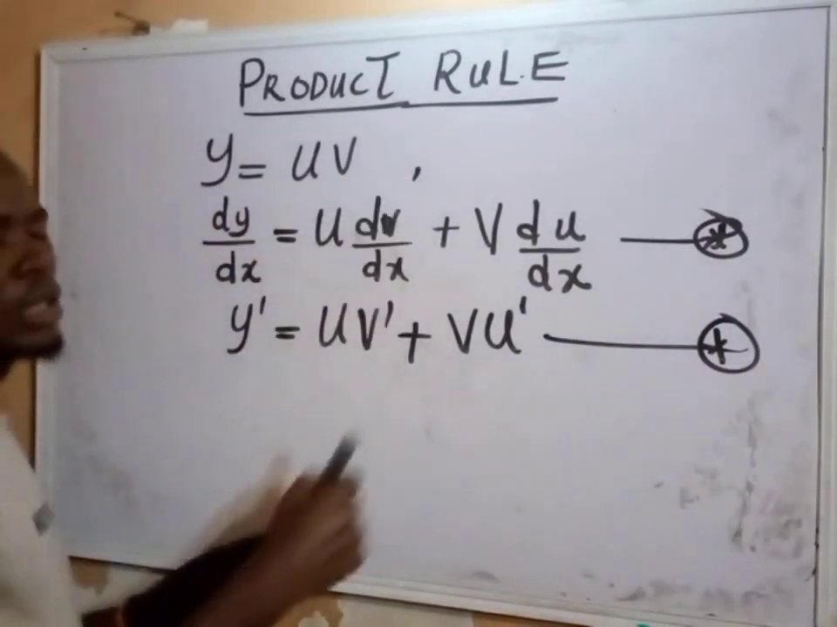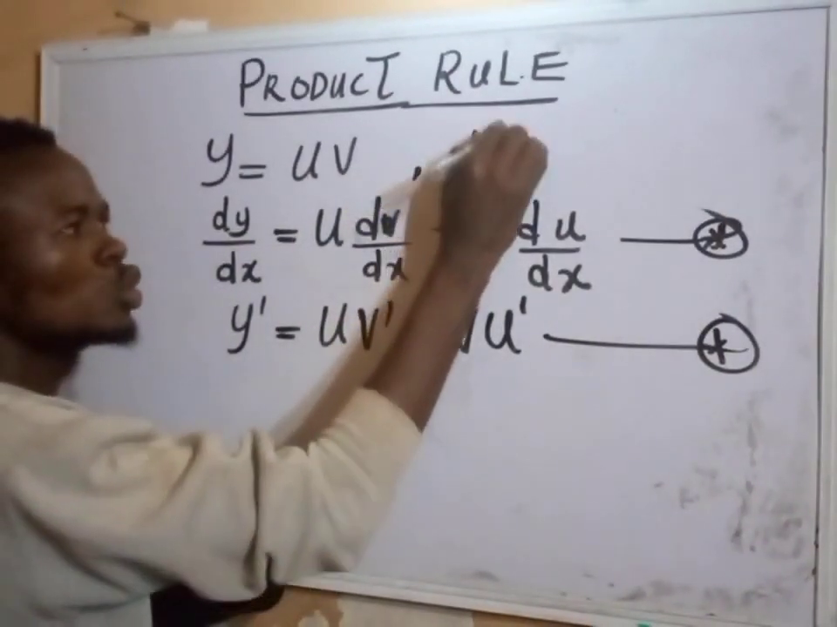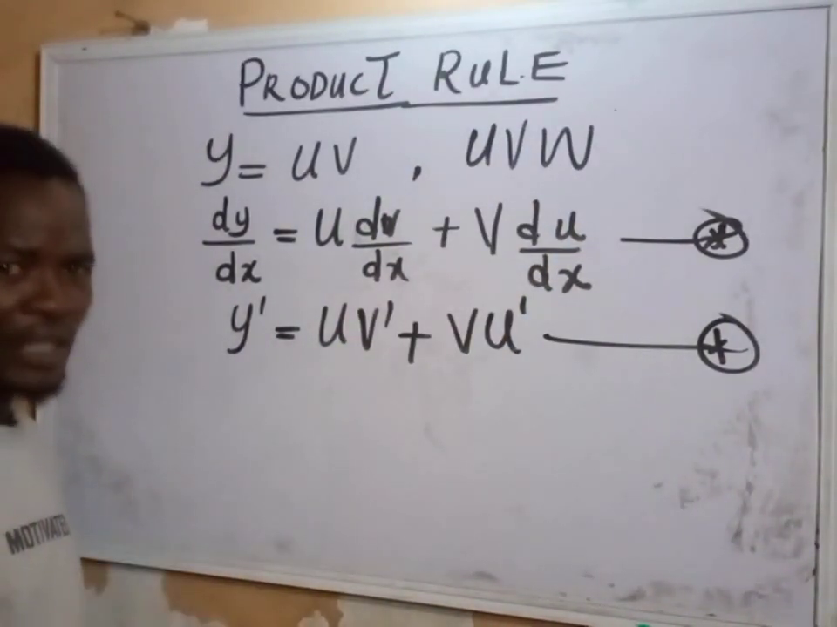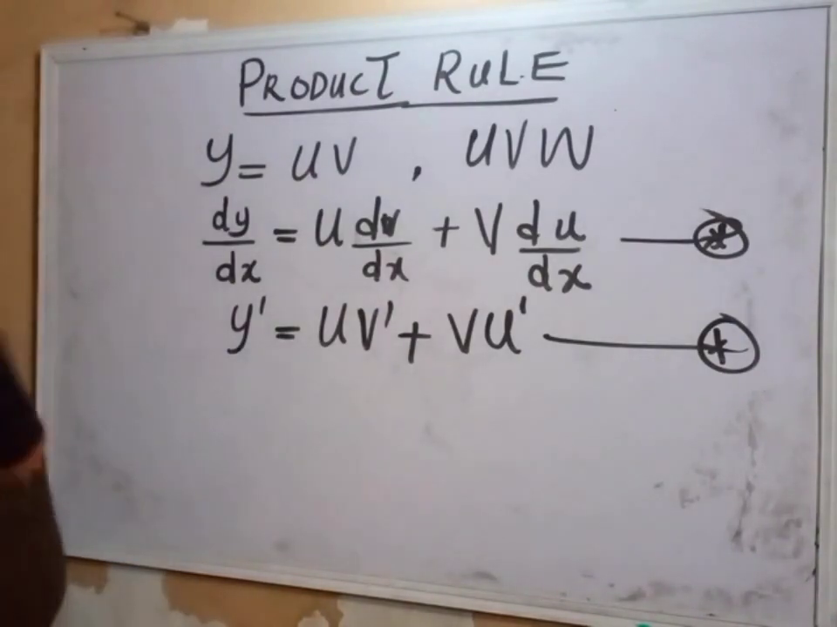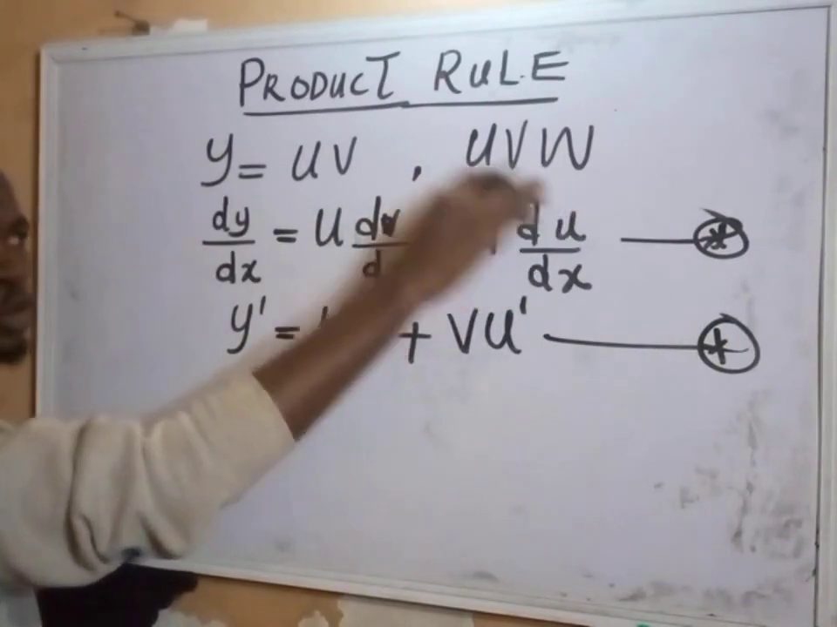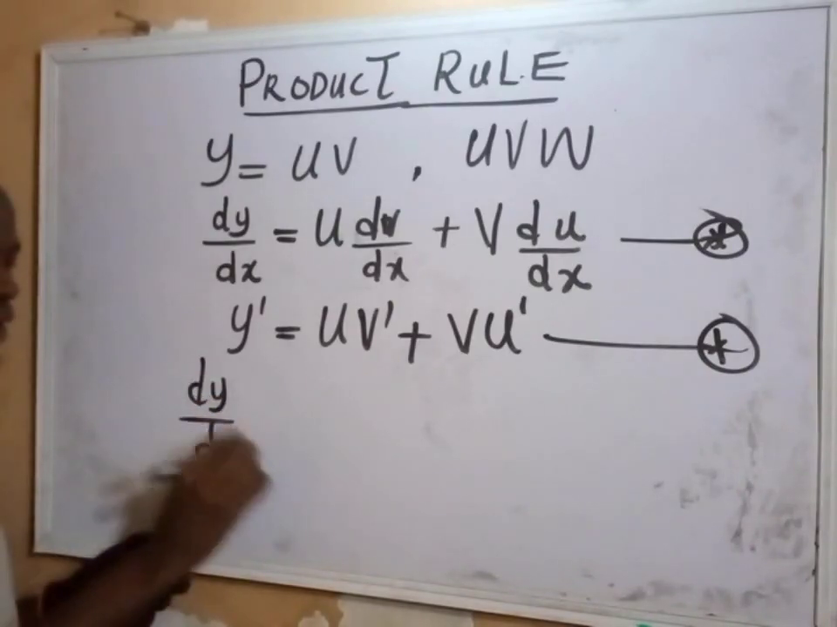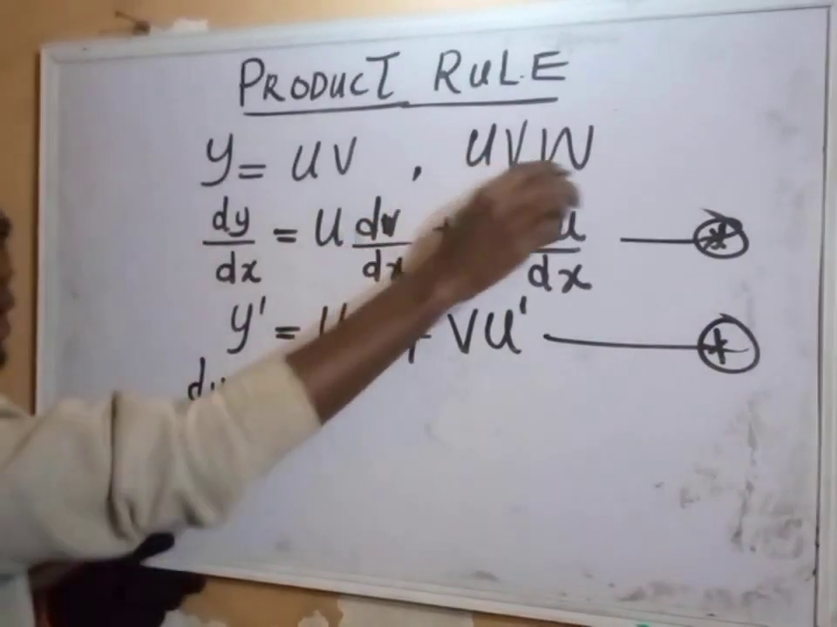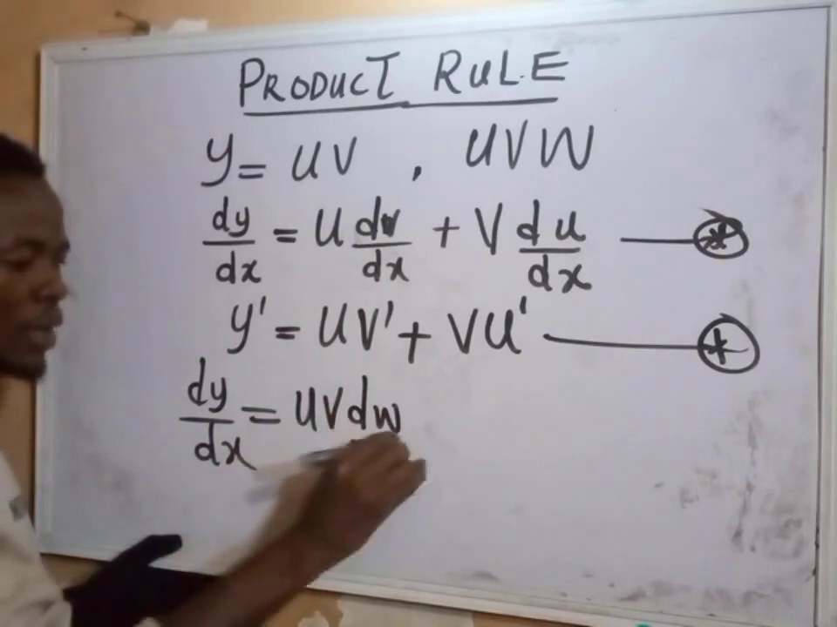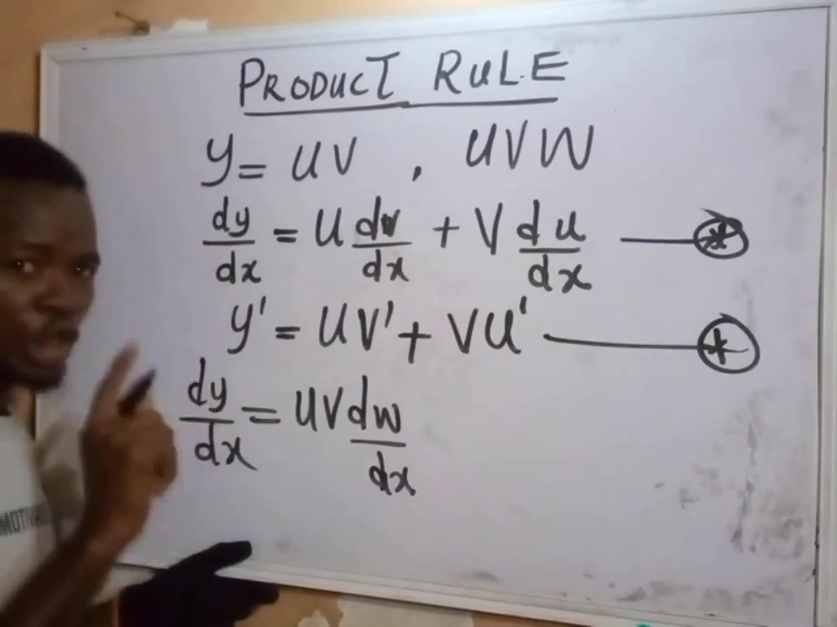Suppose we are given the product of three different functions. How are we going to do that? Let's say we are given u, v, and w as the product of three different functions. To do that is very simple. We keep two first and differentiate one. So dy/dx equals, we keep u and v and differentiate w, then we have dw/dx. Remember, we are differentiating with respect to x, not u and v.